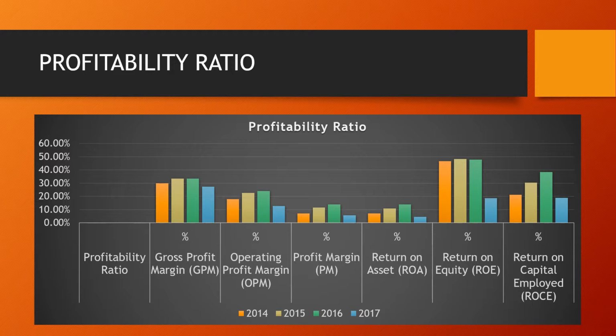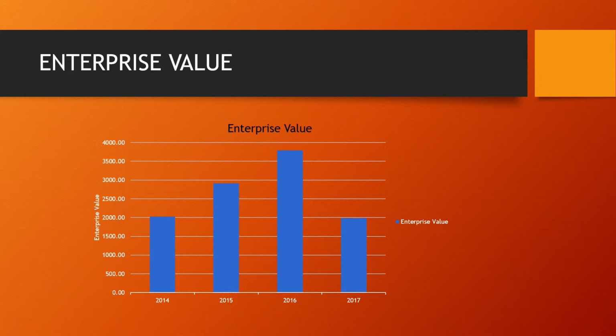Hello everyone, my name is Sunny and I will continue with market value measures and enterprise value. Enterprise value is an economic measure reflecting the market value of a business. It is the addition of market value of equity and financial debt minus cash. In this graph, enterprise value of Pioneer Company from 2014 to 2017 is given. Highest enterprise value, approximately 3,750 million, is in year 2016.